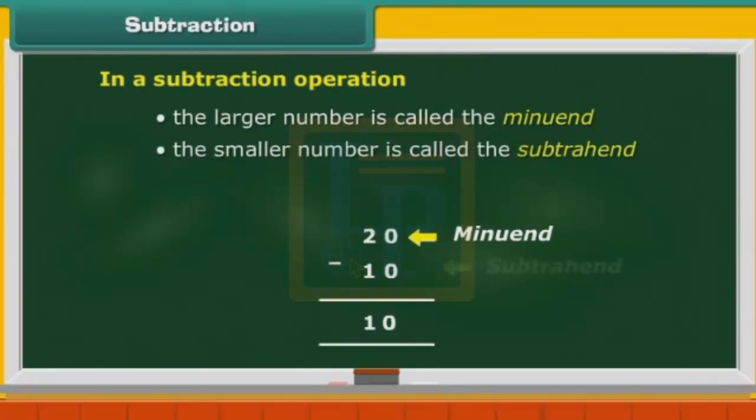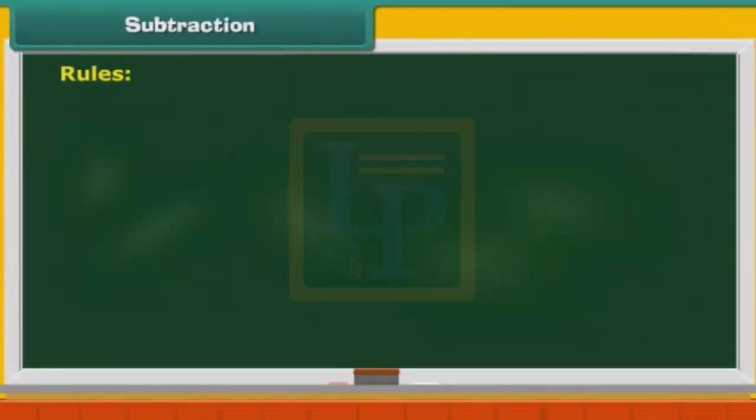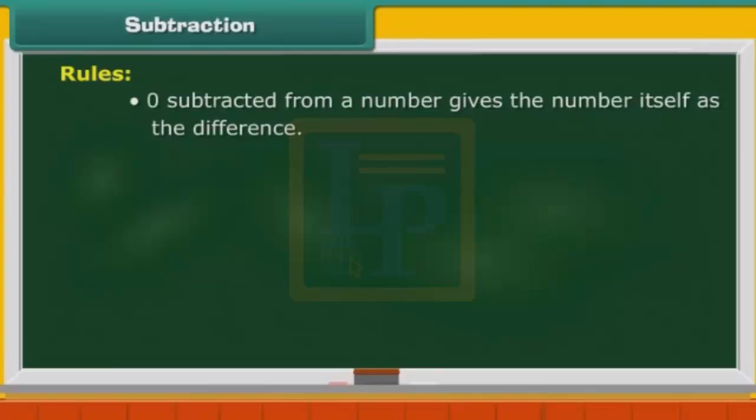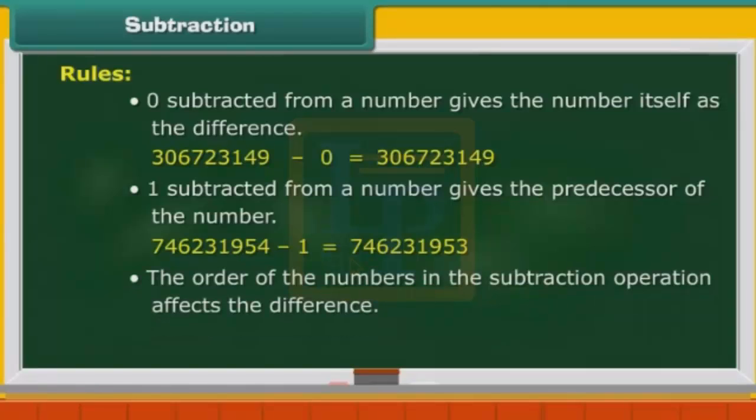The smaller number is called the subtrahend. And the result is called the difference. Before we proceed, let us look at the rules of subtraction. Zero subtracted from a number gives the number itself as the difference. 306723149 subtracted by 0 is equal to 306723149. 1 subtracted from a number gives the predecessor of the number. 746231954 subtracted by 1 is equal to 746231953.